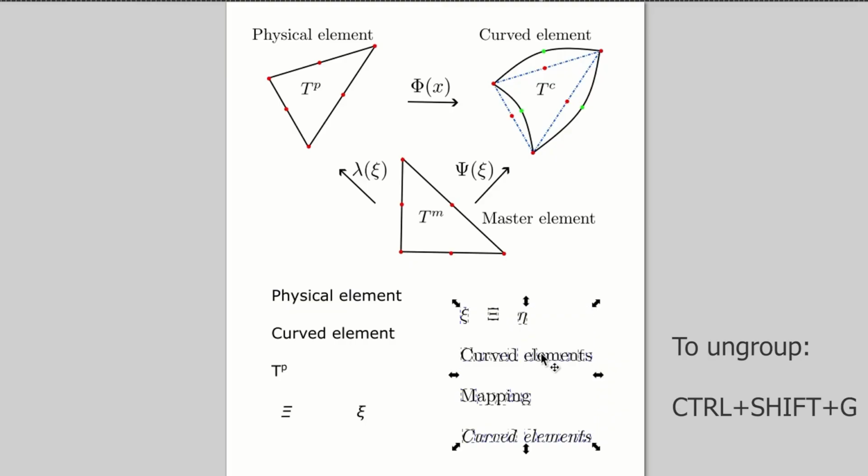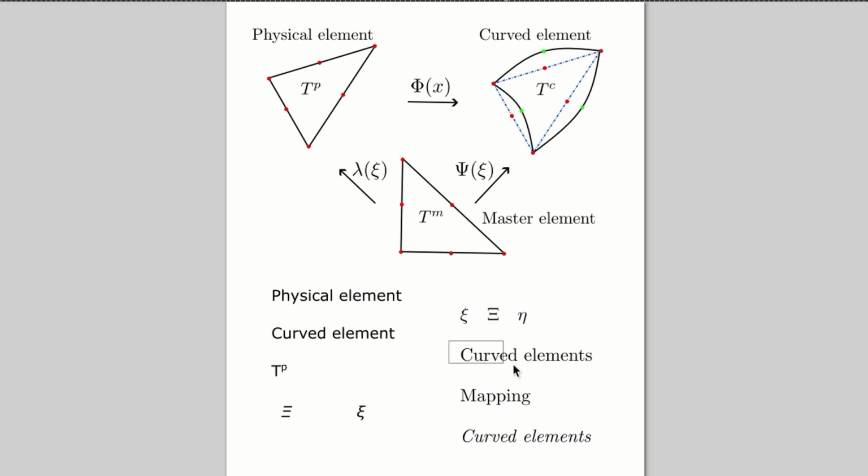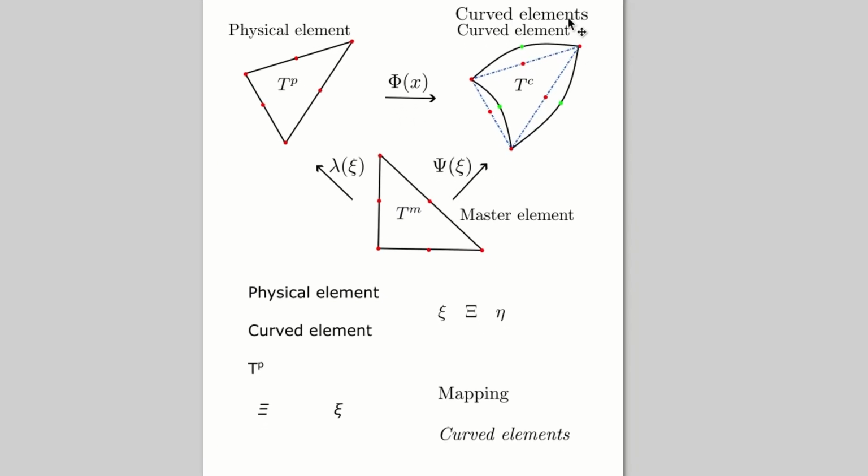To ungroup them, press Ctrl+Shift+G. And then to group some similar items, just select them and press Ctrl+G. Now curved elements is grouped. Now you can move it wherever you want and resize it as per your need. Now you will see these two fonts match very well. Also, similarly, you can see this xi is very different from the xi that we created using Unicode earlier, and this is much better.